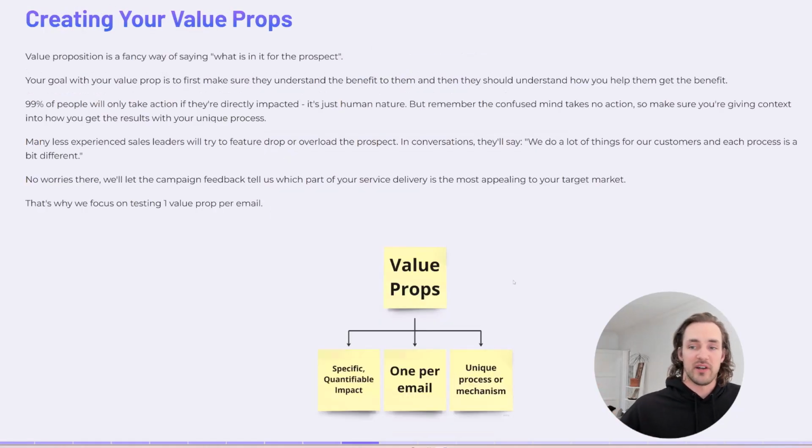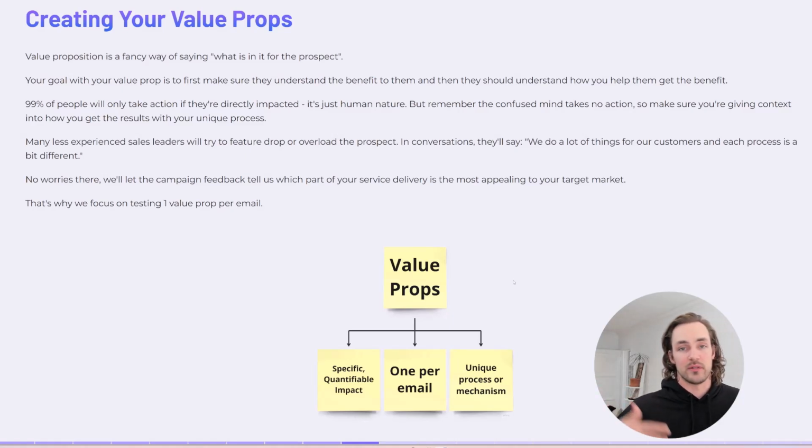In short, what's a value prop? It's a fancy way of saying, like, what is in it for the prospect. So your goal with any value prop is to first make sure that they understand the benefit to them, and then they should understand how you help them get the benefit. So 99% of people will only take action if they are directly impacted. It is simply human nature. Also, another key thing to remember here is, the confused mind will take no action. So make sure that you're giving a lot of context into how you get results with your unique process.